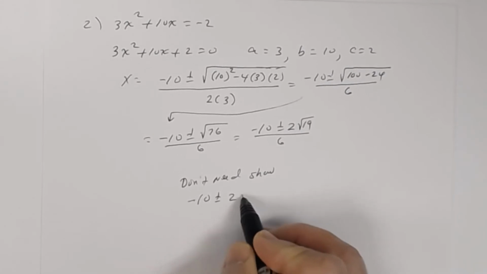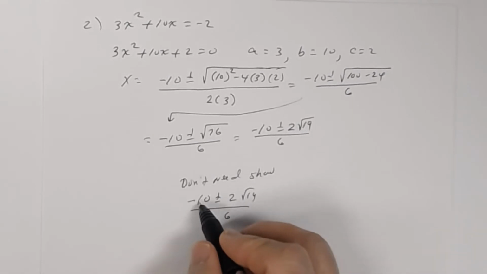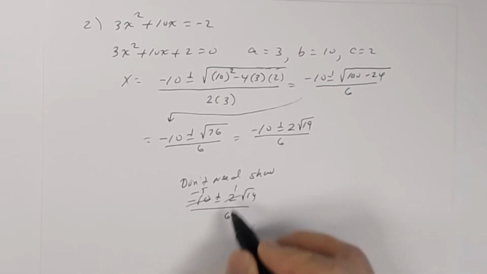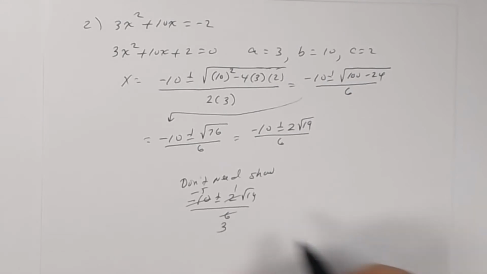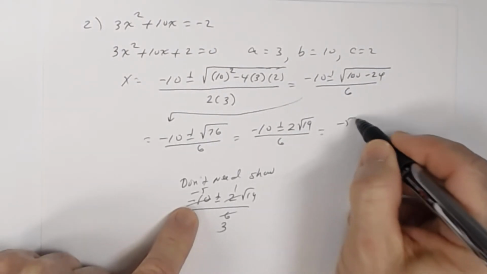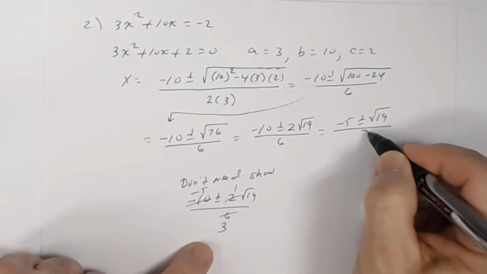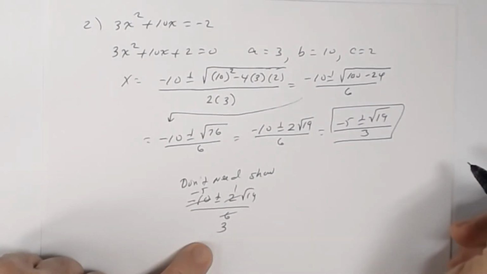You're saying negative 10 plus or minus 2 square root of 19 divided by 6. So in your mind, negative 10 divided by 2 is a negative 5, 2 divided by 2 is 1, 6 divided by 2 is 3. And so this becomes negative 5 plus or minus the square root of 19, all divided by 3. All right, so that's one way.